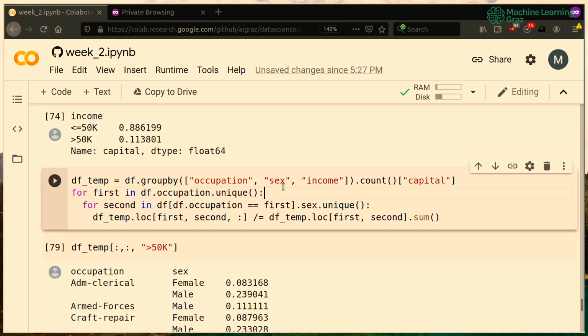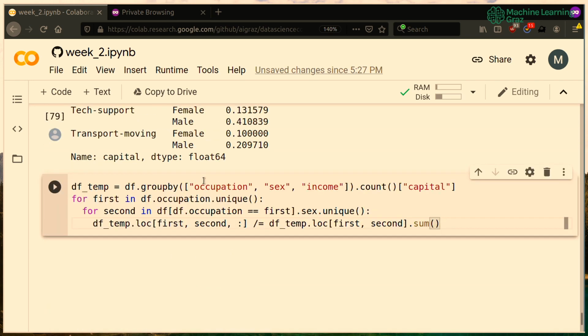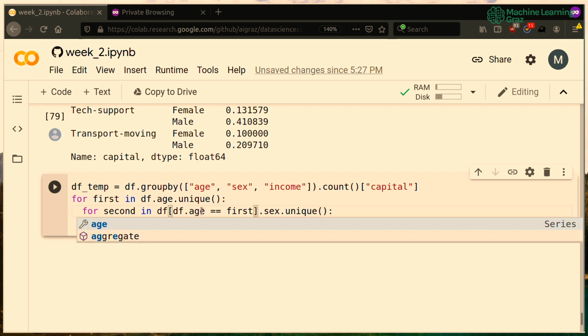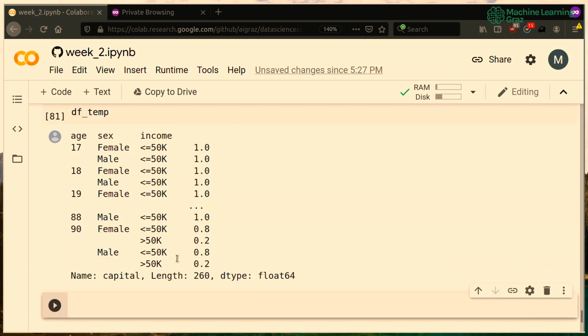So for this, I need everything I used before. I'm going to copy it. And the only difference here is I don't care about occupation, I care about age. So I will replace everything with age here. And again, why I'm doing this, because I also want the ratio. And if you look at this, we get all those values. Now, it's a bit unreadable.